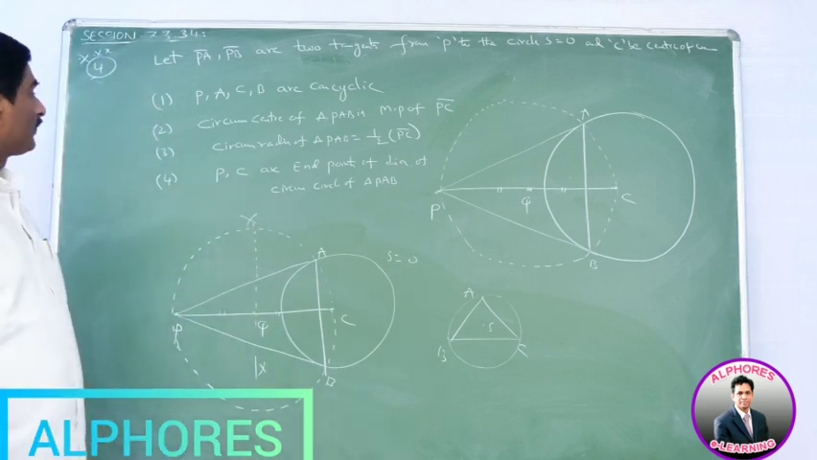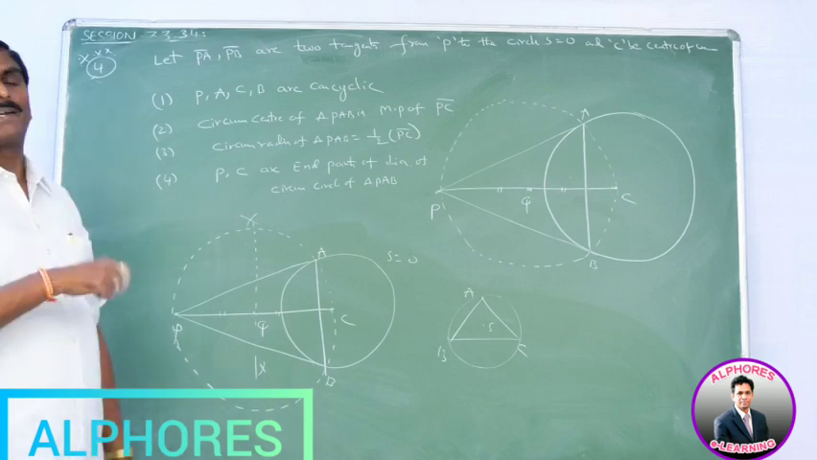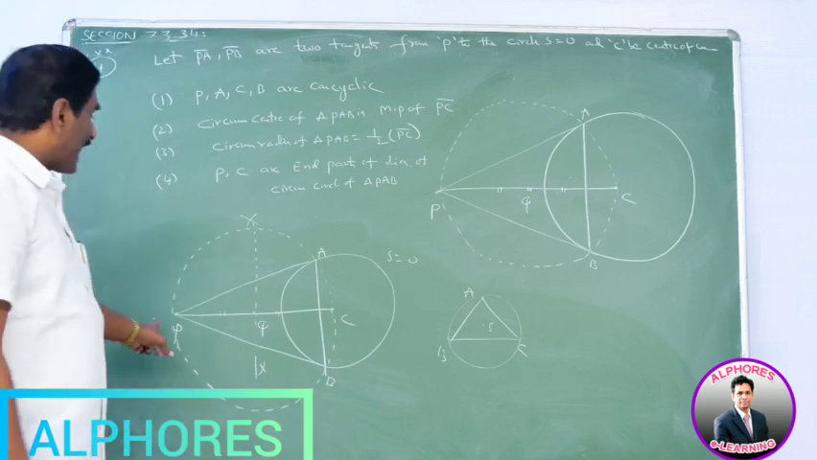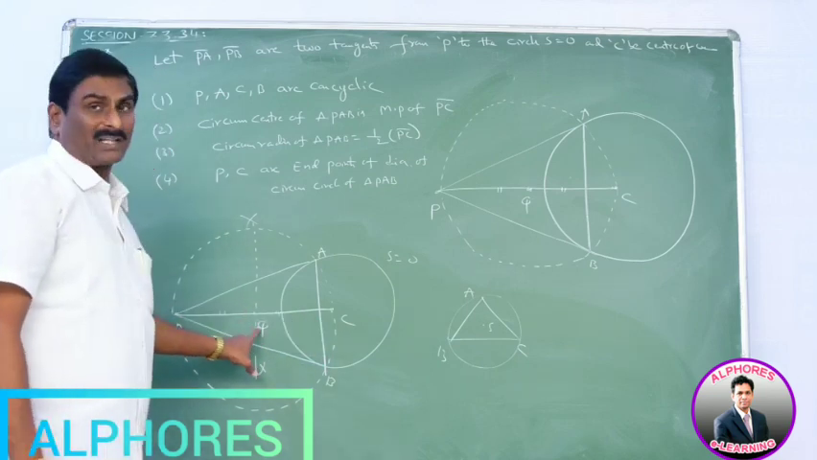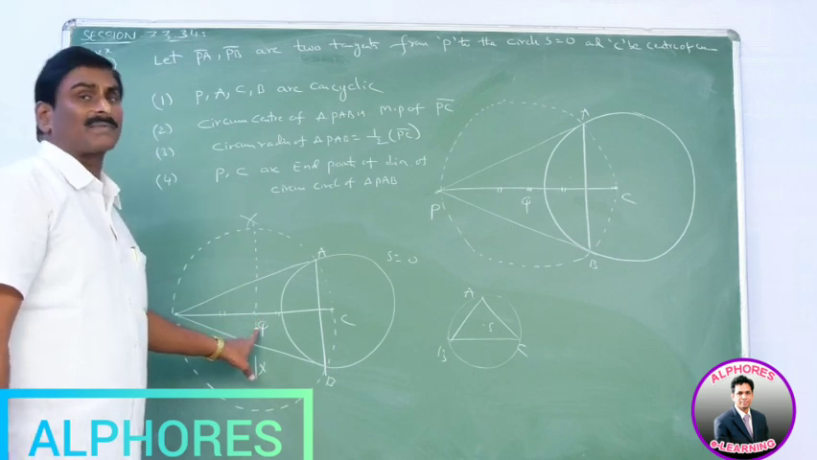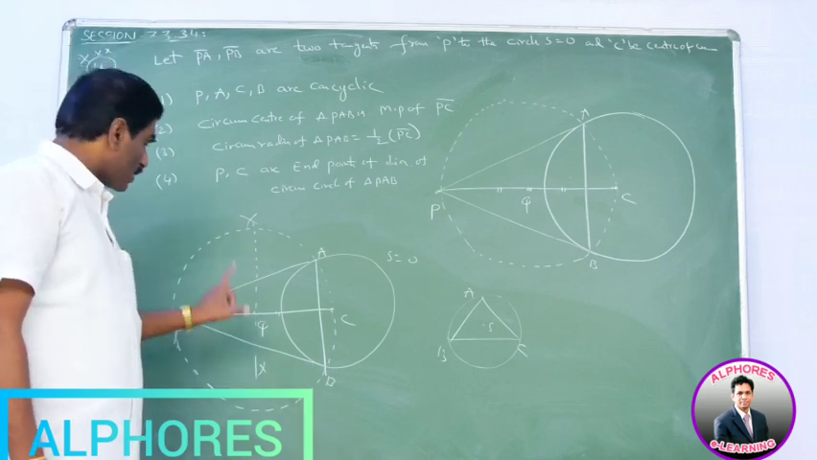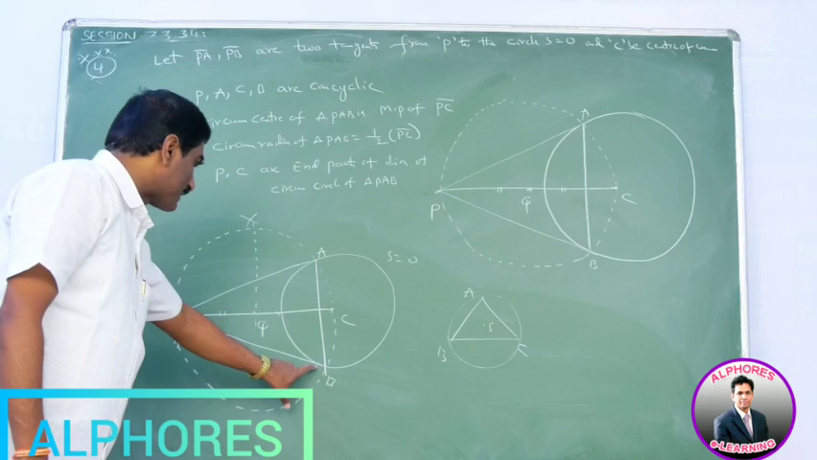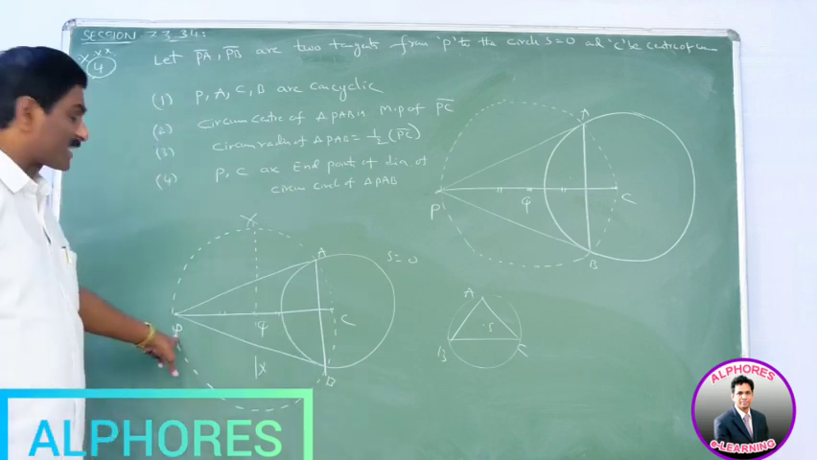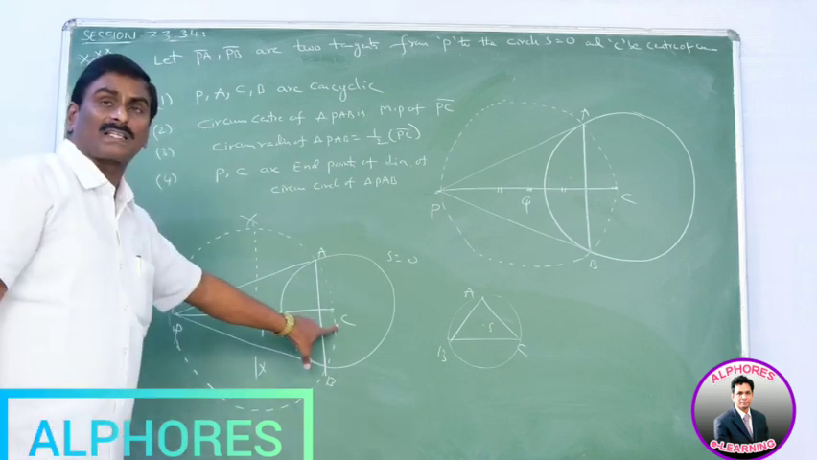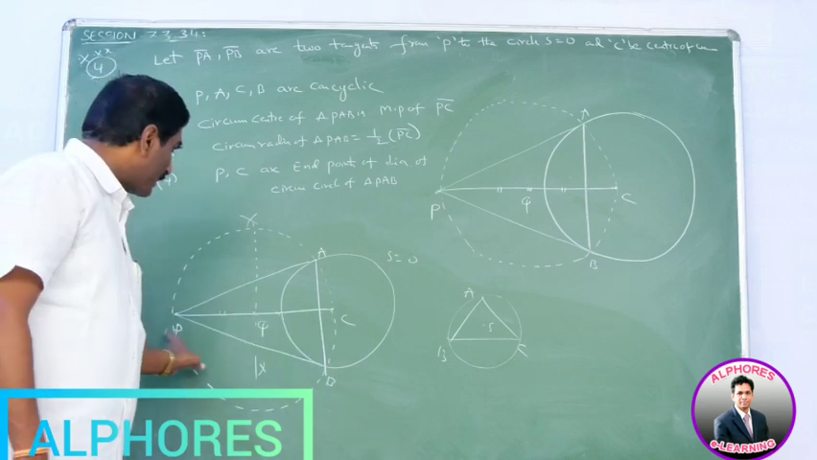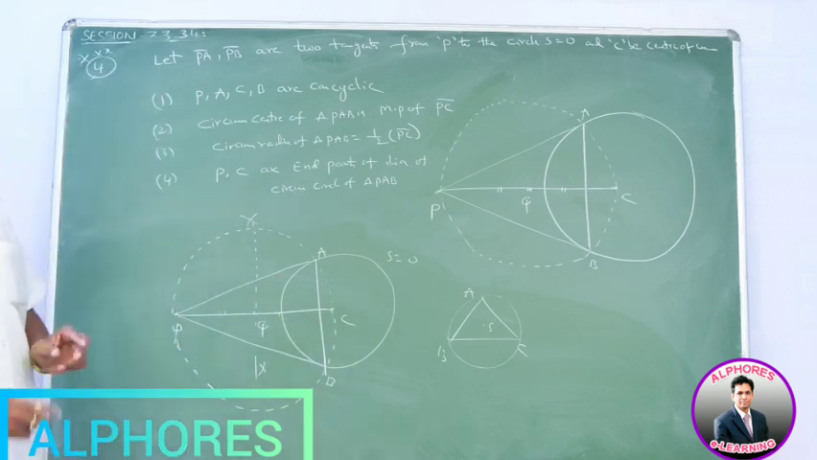Okay. Next. What is the circumcenter? It is the diameter. Center is nothing but the midpoint of the diameter. So Q is the circumcenter of triangle PAB. So the circumcenter of triangle PAB is nothing but the midpoint of PC. P (x1, y1) is the given point. C is the center of the circle. By finding the midpoint of PC, we get the circumcenter of triangle PAB.